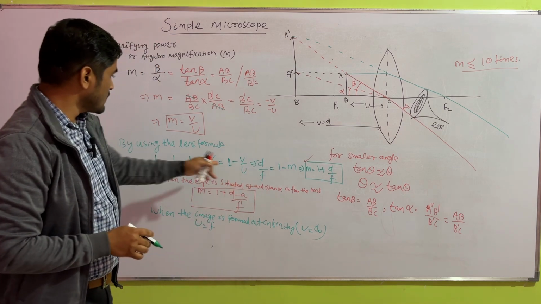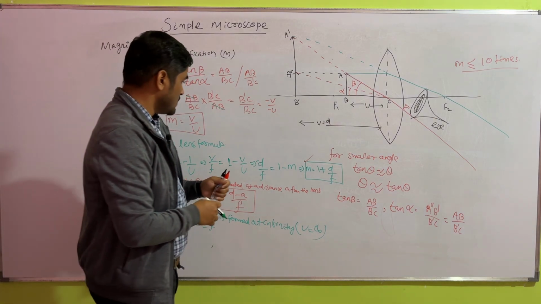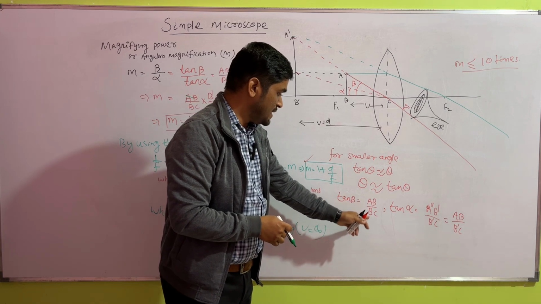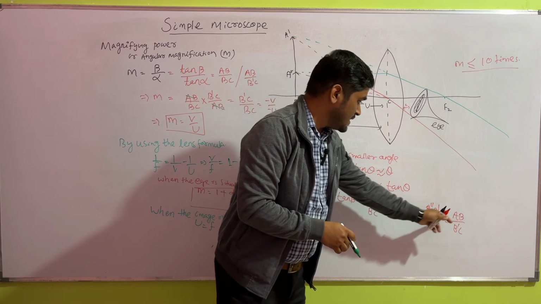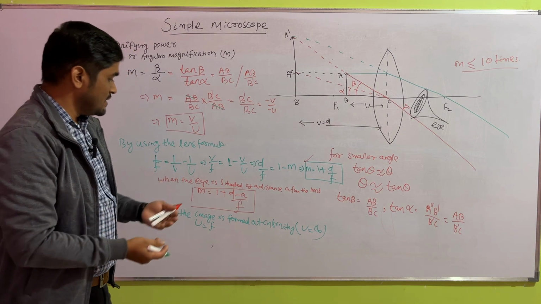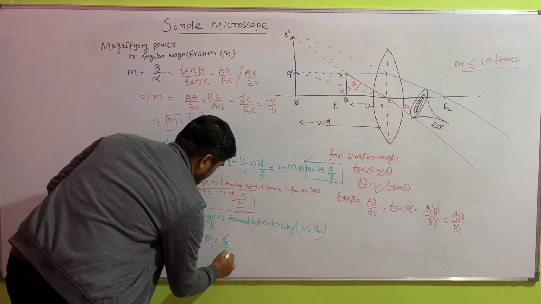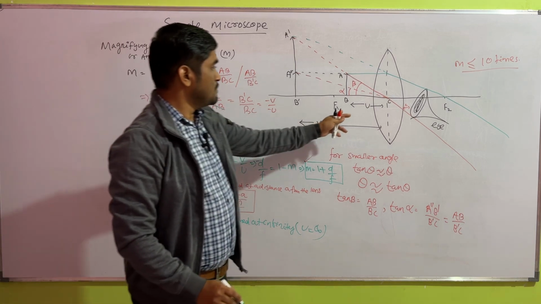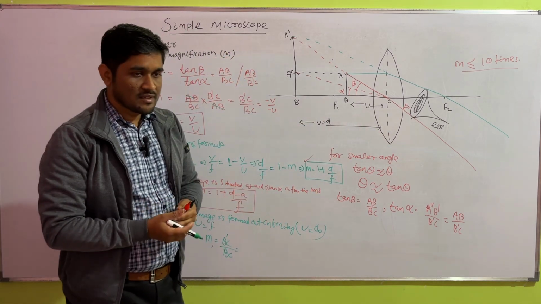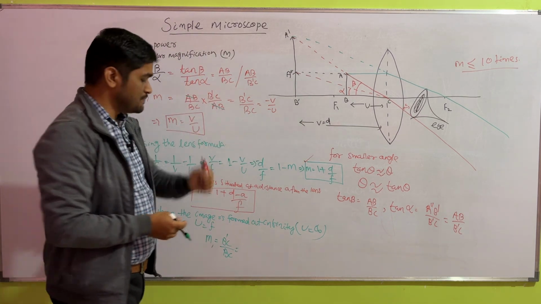Then the magnification m will be, here, tan beta is AB divided by BC, and tan alpha is AB divided by B'C, and m is equal to B'C divided by BC. The magnifying power is equal to B'C divided by BC. So what is B'C? B'C is when the image is formed at the distance of distinct vision, where we can see it clearly. So B'C will be D.